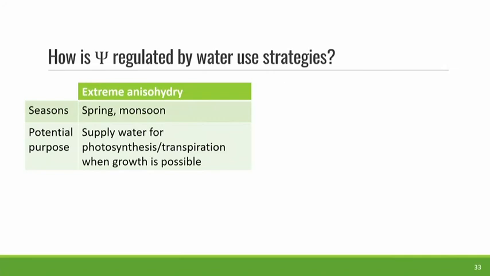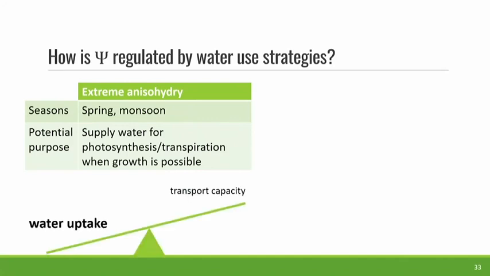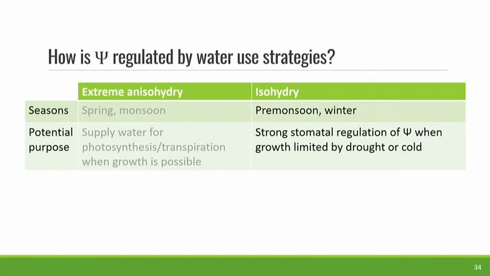So when water is available, the plant is going to do what it needs to do, let its stomata open, let its midday water potentials drop. Because while the going is good, it needs to prioritize that water uptake, because that water uptake means it can photosynthesize. On the other hand, during the isohydry that we saw in two very disparate time periods, the pre-monsoon and the winter, those are both not very conducive to growth.